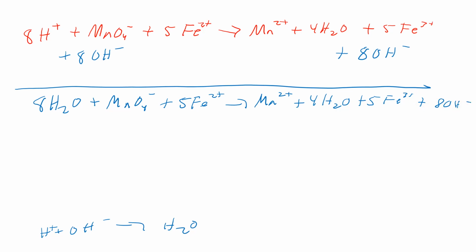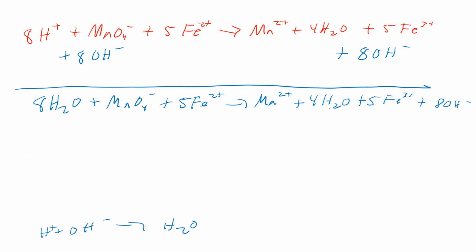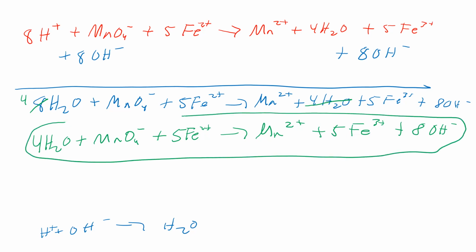And then we have water on both sides, so we need to cancel some of that out. So we have 4 waters on the product side and 8 on the reactant side. So these 4 waters will cancel with 4 of these. And we're left with 4 H2O plus MnO4 negative plus 5 iron 2 positive yields Mn2 positive plus 5 iron 3 positive plus 8 OH negative. So this would be our reaction in basic solution.